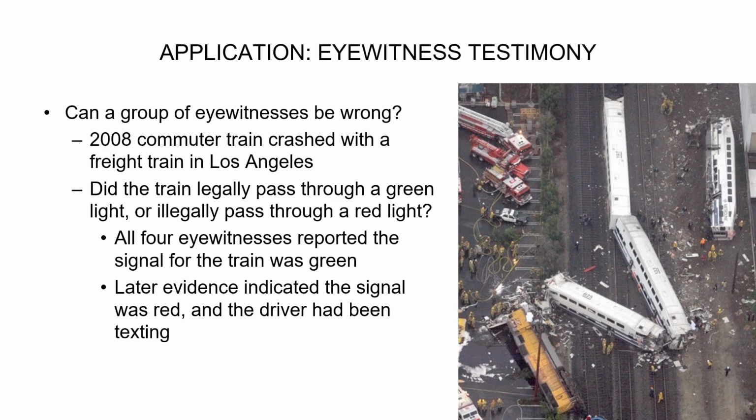But the point here is that 4 eyewitnesses all said the same thing, that the light for the train was green, but video evidence showed that they were wrong. So even if we rely on eyewitnesses for things like this, where we're not talking about somebody who is personally involved, you really get to the fact that eyewitnesses can be incorrect.